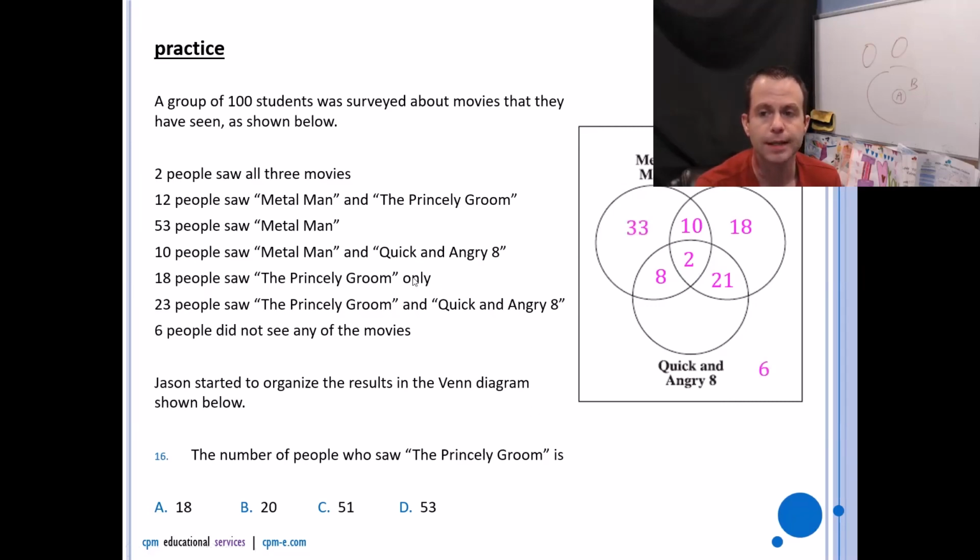Now to get this last piece, I know all my numbers have to add up to 100, so I'm just going to go 100 minus everything I've got, and that leaves me with 2 for only Quick and Angry 8. Now I'm just going to answer all the questions. The number of people who saw The Princely Groom would be this 18 plus 10 plus 2 plus 21, and that ends up being 51.